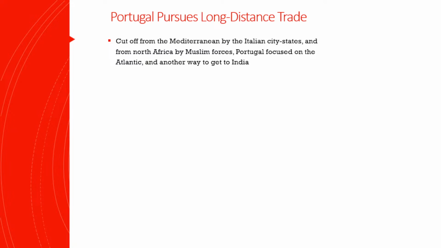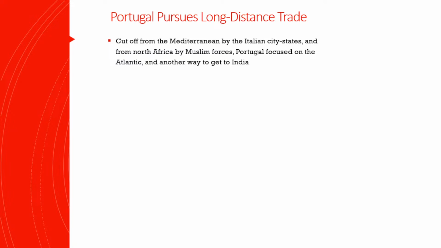So Portugal, they're way on the west coast of the Iberian Peninsula, which is where Spain is, if you're not familiar with European maps. So the Mediterranean was under the control of the Italian city-states. They were very powerful. They were the most powerful during the Renaissance. They were stronger than France, England, everybody else. And they couldn't really move into North Africa either because that was also under the control of the various Muslim empires. So Portugal decided to try to get to India by using the Atlantic Ocean.